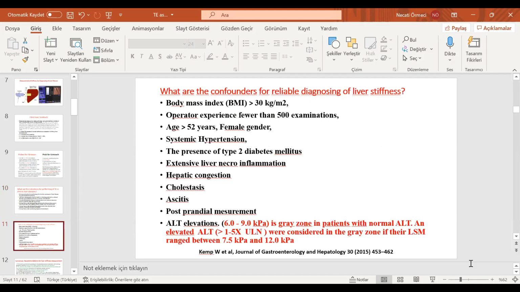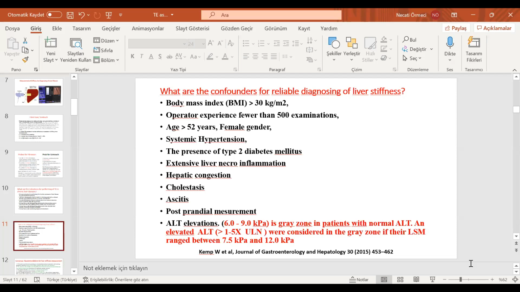But at the same time, there are several confounders for reliable diagnosing of liver stiffness. For example, higher body mass index, higher than 30 kilogram per square meter, or operator experience fewer than 5 examinations, older age, more than 52, or female gender, systemic hypertension, or type 2 diabetes, or extensive liver necroinflammation, such as acute hepatitis, hepatic congestion, or cholestasis, or ascites, or postprandial measurement.